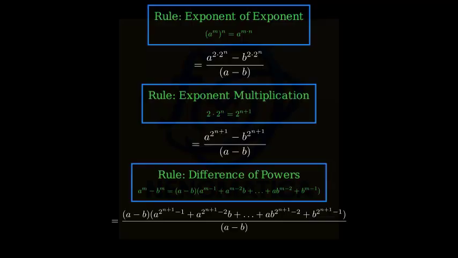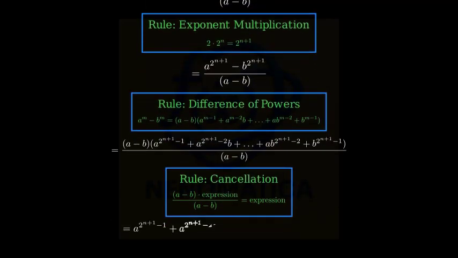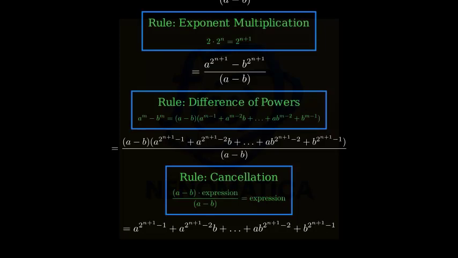Finally, we can cancel out a minus b from the numerator and denominator. This gives us our final answer. A to the 2 to the n plus 1 minus 1 plus a to the 2 to the n plus 1 minus 2 times b plus ... plus a times b to the 2 to the n plus 1 minus 2 plus b to the 2 to the n plus 1 minus 1.